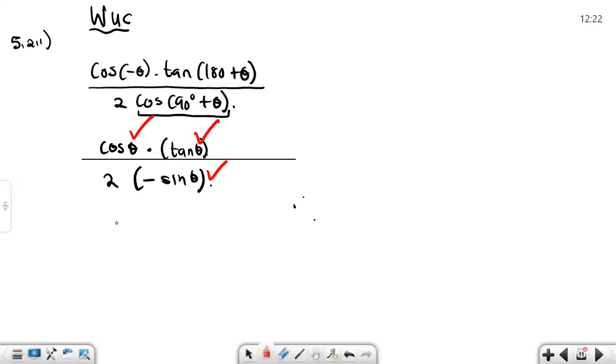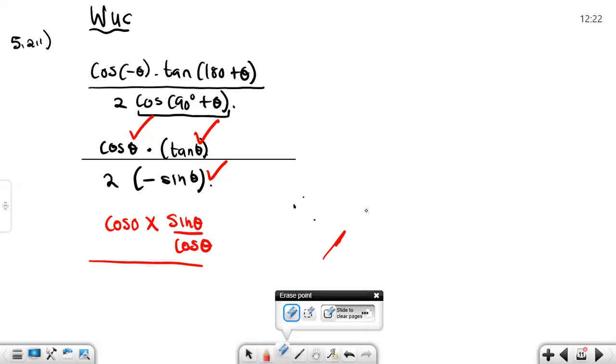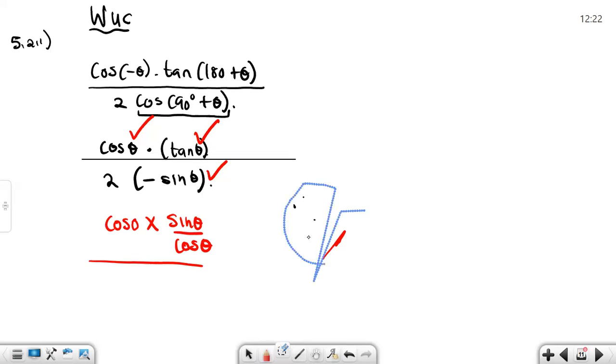But please don't forget cos theta multiplied by... Remember, there is a principal identity that I just spoke about. Multiply by tan will be changed to sine theta over cos theta. Okay, I don't like this division line though. I hate this division line. It seems like a mountain.